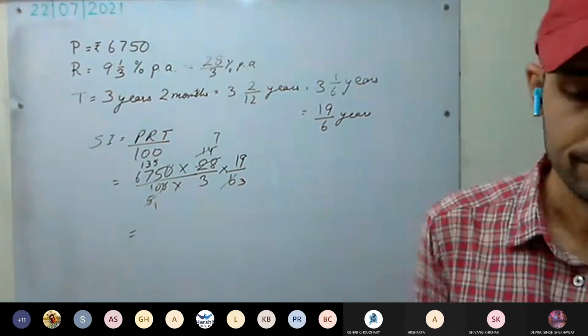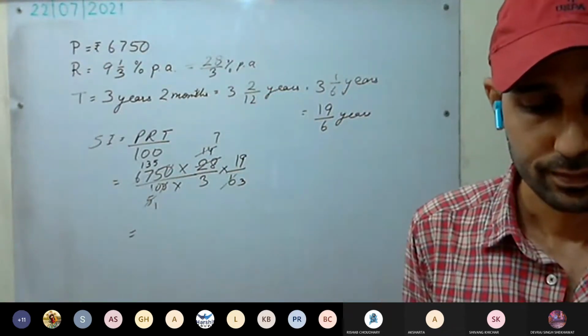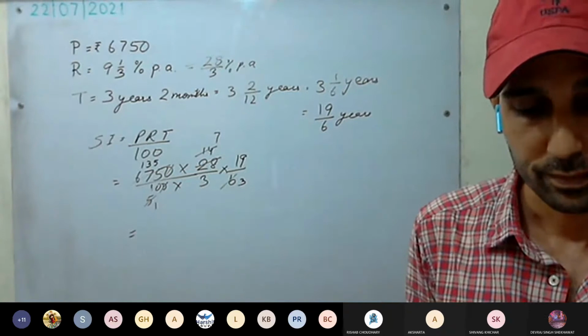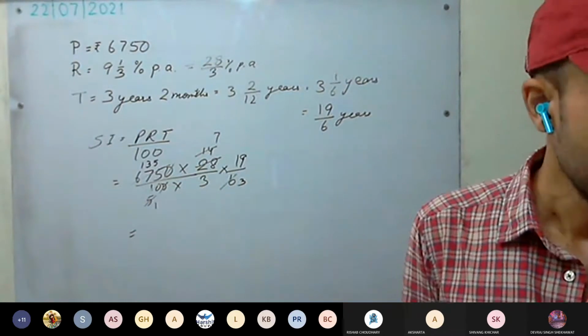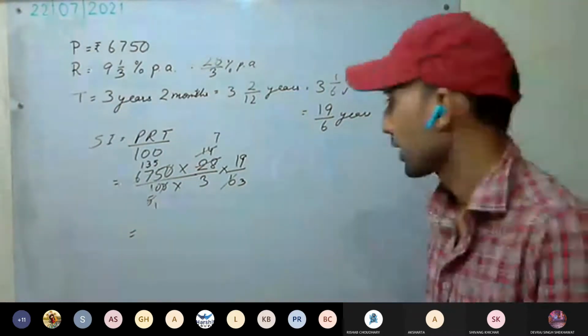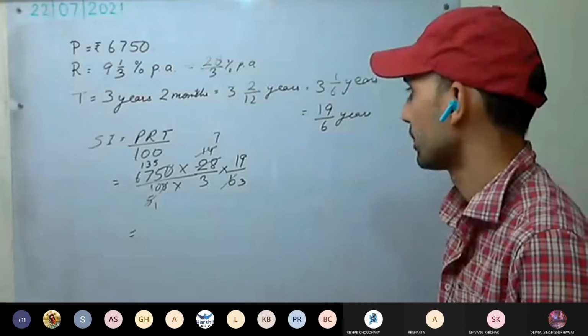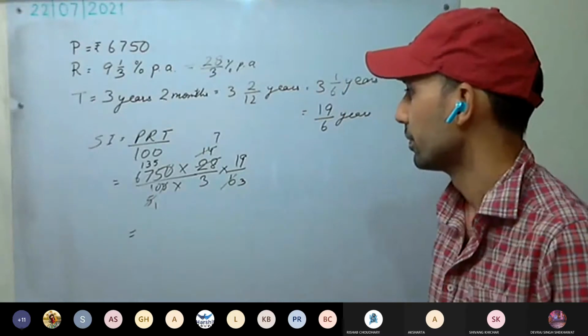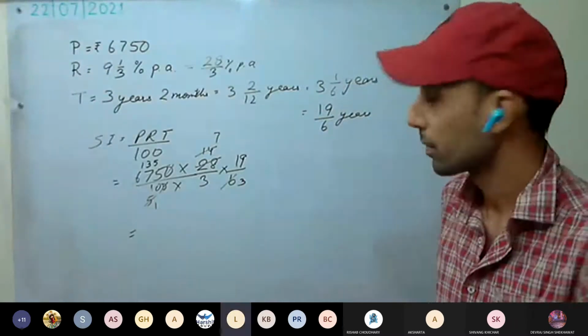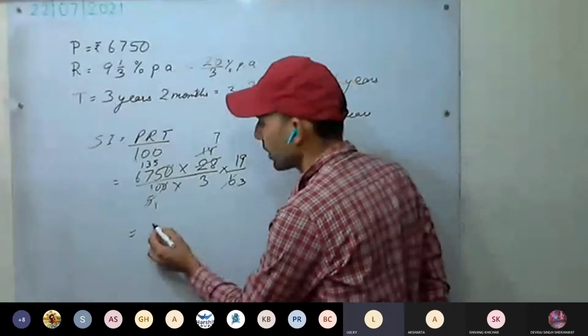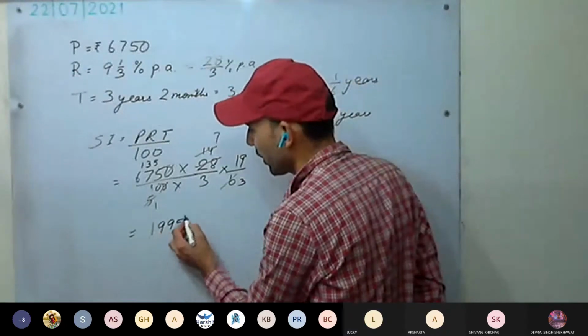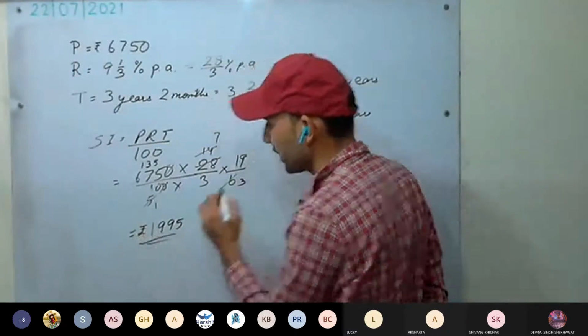Do that one. Calculate and tell me. 1995. It will be our simple interest.